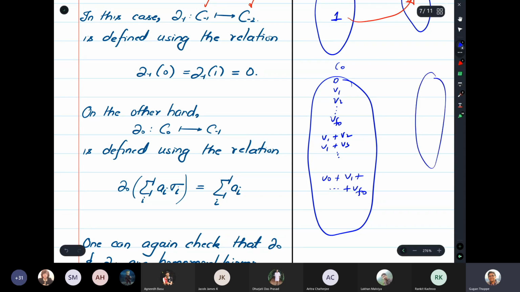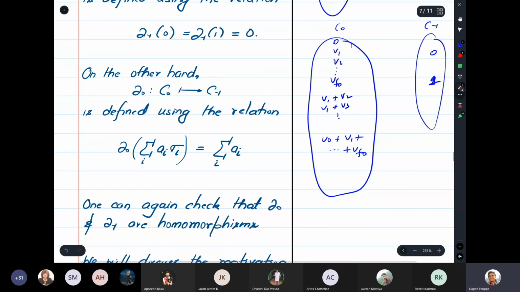On the other hand, in C_{-1}, you have 0 and 1. So this is now a tricky scenario, because you have to decide which elements get mapped to 0 and which elements get mapped to 1. Is this okay? The way this ∂0 operator is defined is in the following way. Let's say this is a generic zero chain that is given to you, the summation of a_i σ_i, where the σ_i are your vertices. I will say these are your zero dimensional faces.